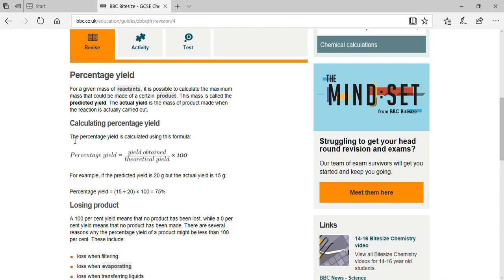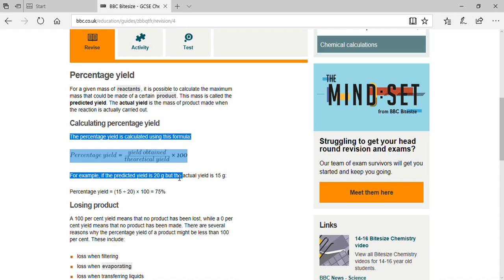The percentage yield that is given here, this light blue color, whatever that is, covered the percentage yield, that is yield obtained upon theoretical yield times 100. Okay, for example, you can understand in a very convenient way that if the predicted yield is 20 gram, but the actual yield is 15 gram.